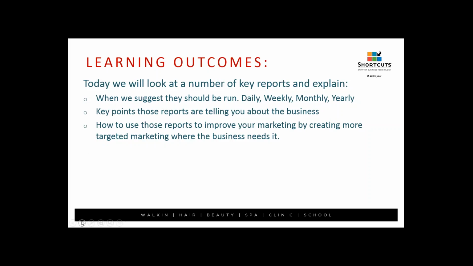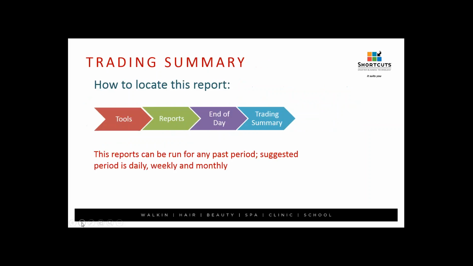So we've got a few reports that we've already created. I'm just going to walk you through them now. The first one that we're going to look at is the one that everybody should be looking at anyway. This is our trading summary. This is probably our key report within Shortcuts. To find this report, you can find it under Tools, Reports, End of Day, and you'll find it Trading Summary. The report can be run for any past period, and it's suggested that it can be run daily, so daily for your daily take-ins, weekly and monthly. You can also run it quarterly, yearly, depending what you need to look at or what information you need to see.